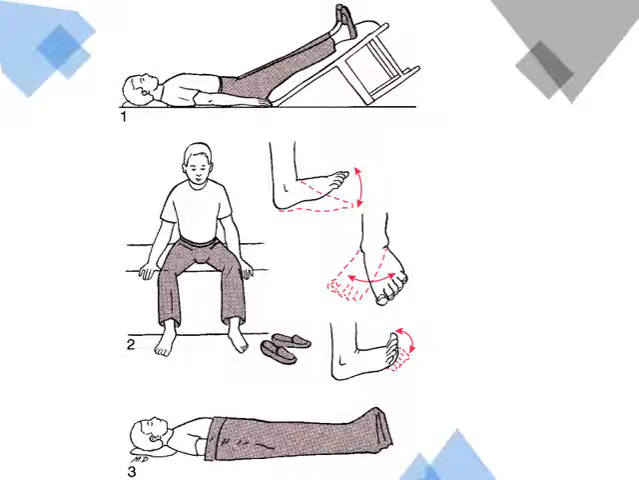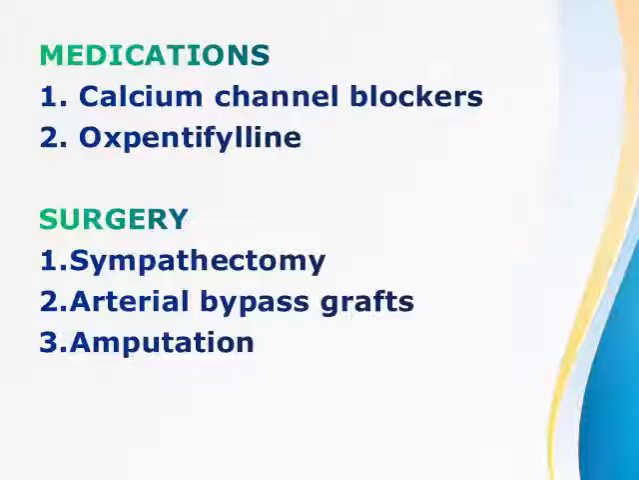This is an illustration of your Buerger-Allen exercise. So the first one shows elevation of the leg, and then the second one is the lowering down of your leg versus the body, and then the third one, the leg flat on bed. Again, the main purpose is to improve circulation to your feet and legs.